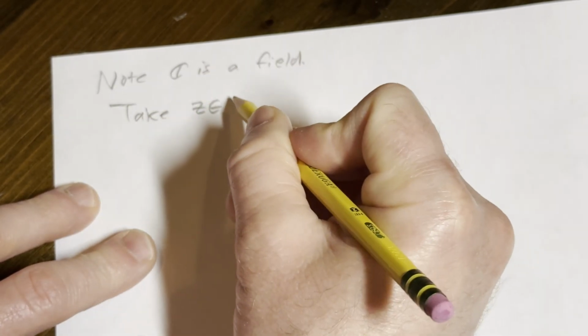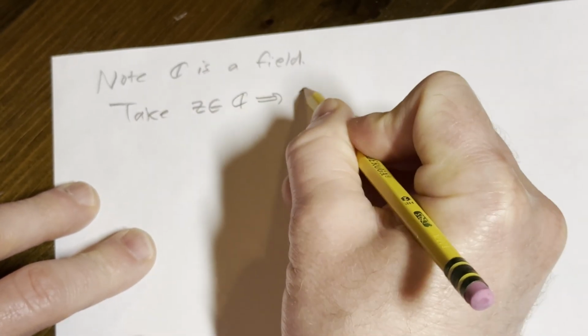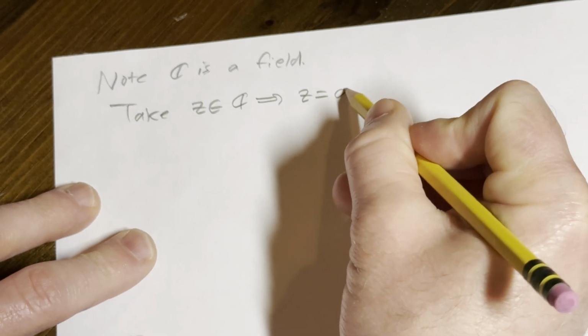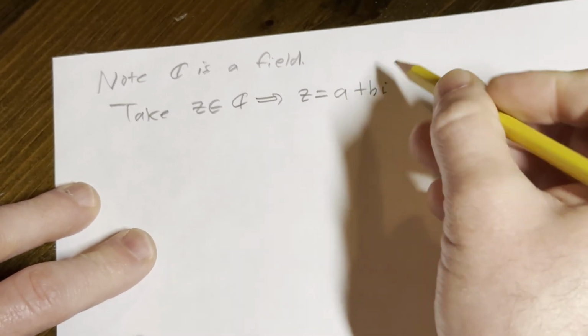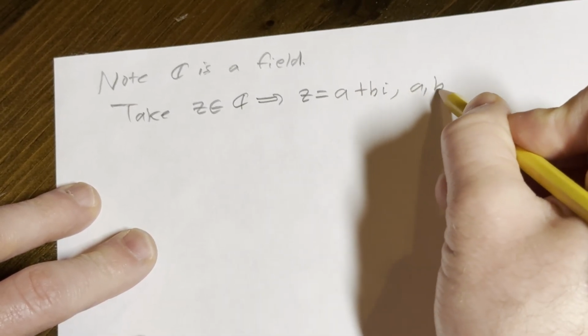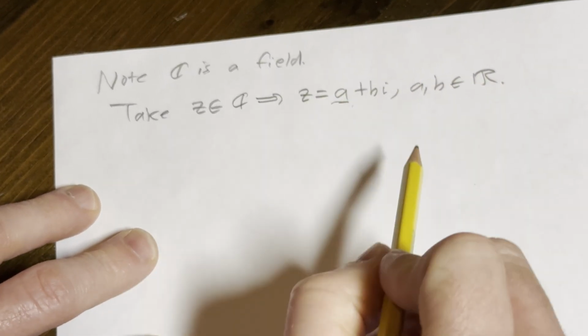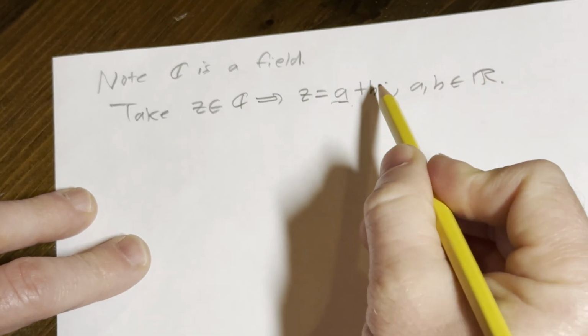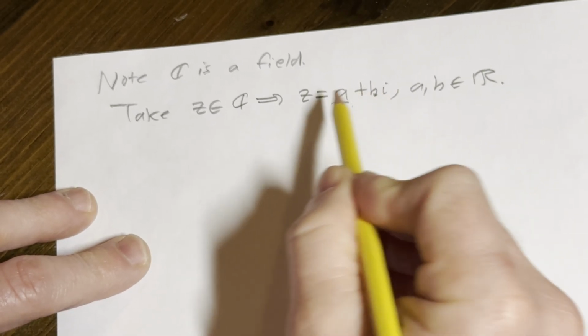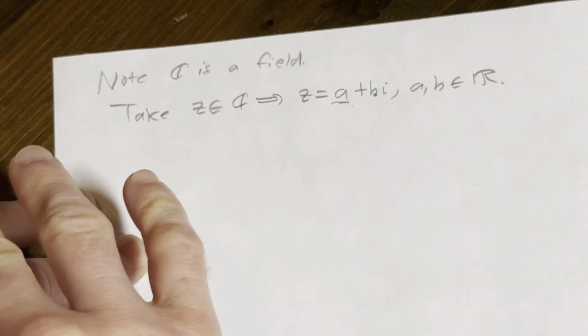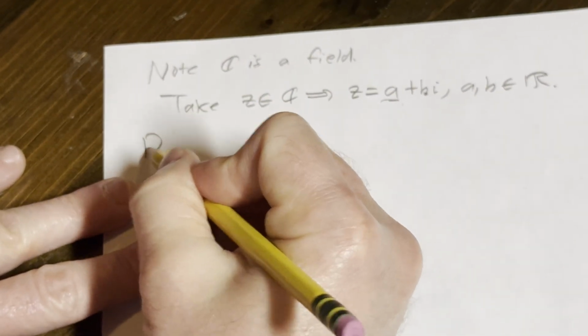Take z, which is a complex number, and so that means you can write it as a plus bi, where a and b are elements of the real numbers. I'm just going to go quickly here, just a crash course. Then a is called the real part of the complex number, and b is called the imaginary part of the complex number. We're just going to cover a lot of ground here.